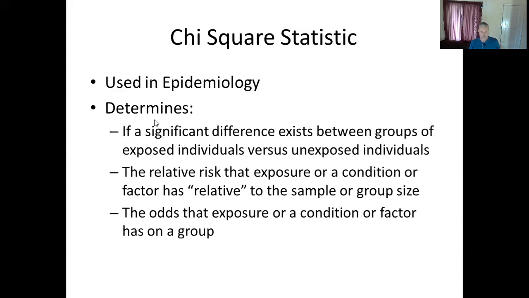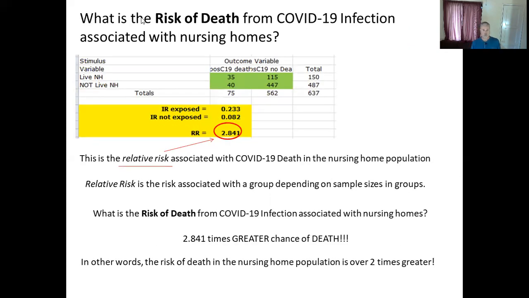Back up here, we determined if there's a significant difference between groups or not, and we just did. We determined that there is a significant difference between those living in the nursing home and those not, with more people dying in the nursing home. The next question, we're looking at the relative risk. So what is the risk of death from COVID-19 infection associated with nursing homes?